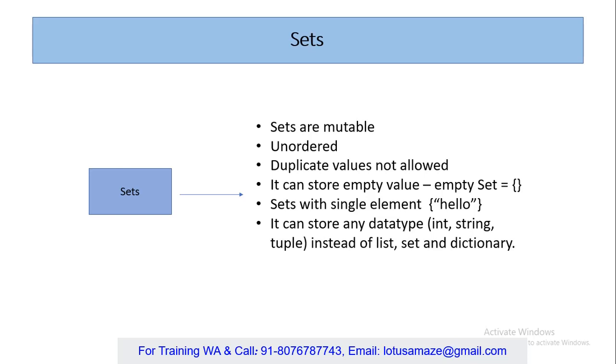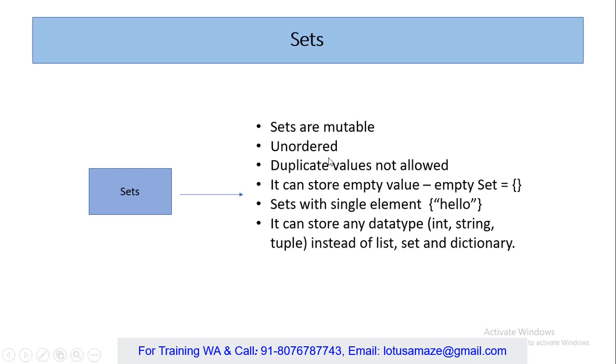If we look into its features, sets are mutable, right? To declare a set, we just enter values in curly braces. For example, a set with a single element we can assign like this in curly braces, with the value in double quotes. Sets are mutable, so once we create a set, we can change its value. We can insert and update values, but we cannot access a value with an index number. That's the reason we call it an unordered set.